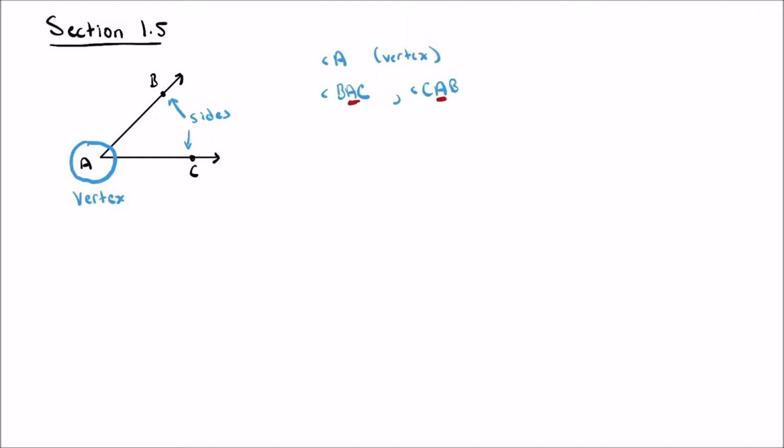And then finally, you can have a number in between the two sides. So we can also call this angle number 1. So we can base it off of the number.